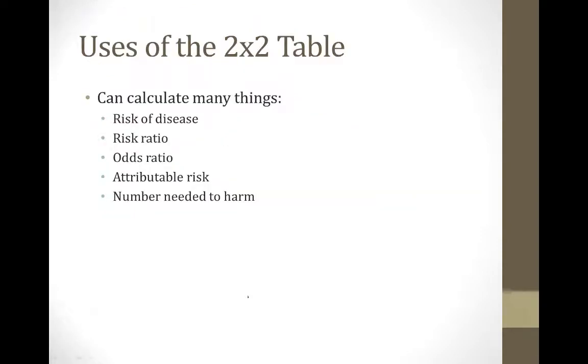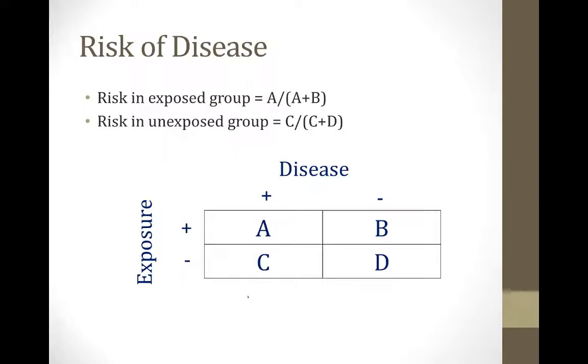So once you fill in the 2 by 2 table with the results of your study, you can use it to calculate many things. You can calculate the risk of disease, something called the risk ratio, and something called the odds ratio. You can calculate an attributable risk and a number needed to harm. And the ability to calculate all these things is very high yield for your boards. And in the rest of this module, we're going to go over how to estimate these things from a 2 by 2 table.